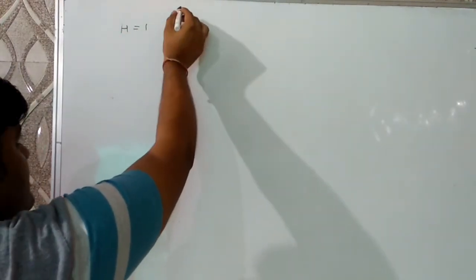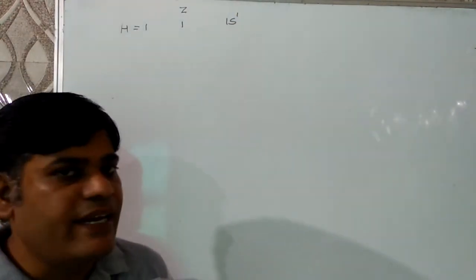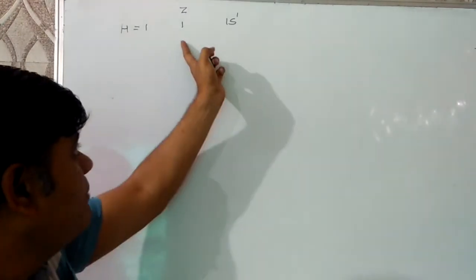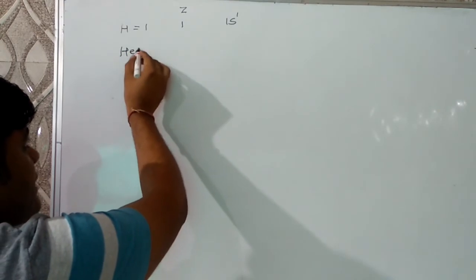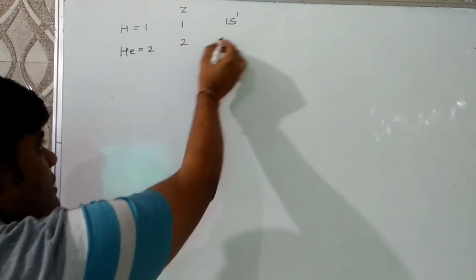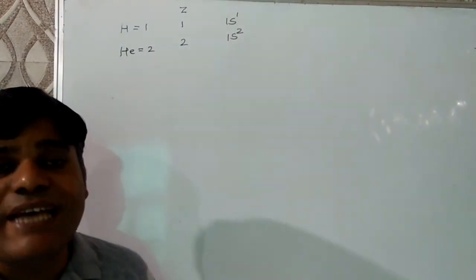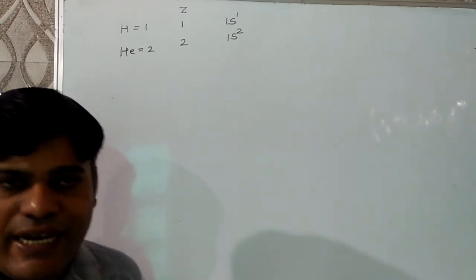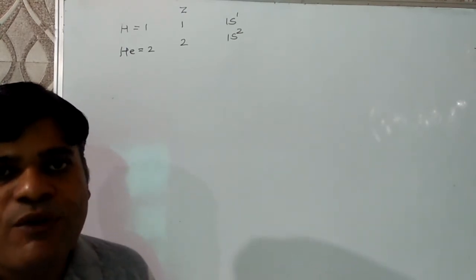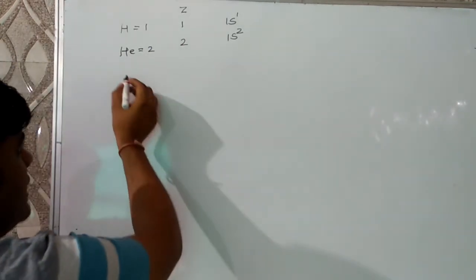The first element we know is hydrogen. Its atomic number is 1, so its electronic configuration will be 1s1. It is the lightest element of the periodic table. The second one is helium. Atomic number is 2, then it will be 1s2. An s subshell can have a maximum of 2 electrons, as we have mentioned. p can have 6, d can have 10, f can have 14, while g can have 18. But g is not required till the element is discovered.